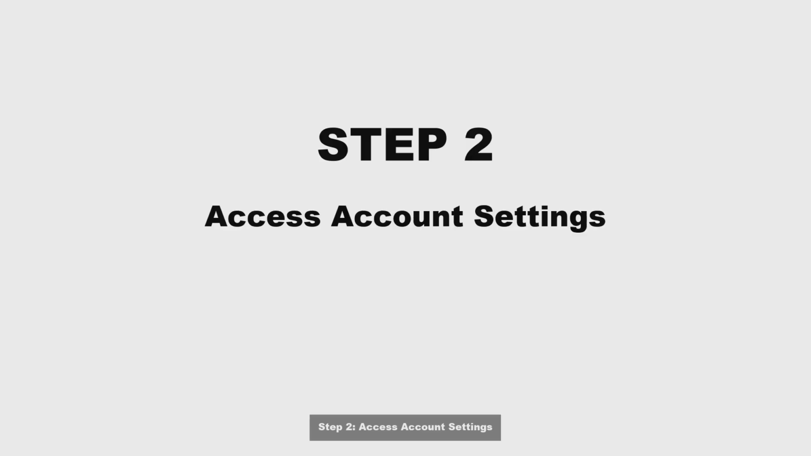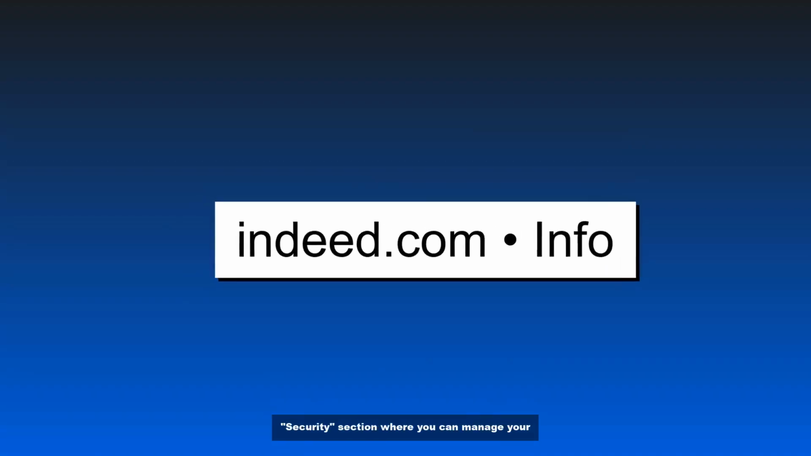Step 2. Access account settings. Once logged in, navigate to your account settings. Look for the Account Security section where you can manage your two-factor authentication settings.